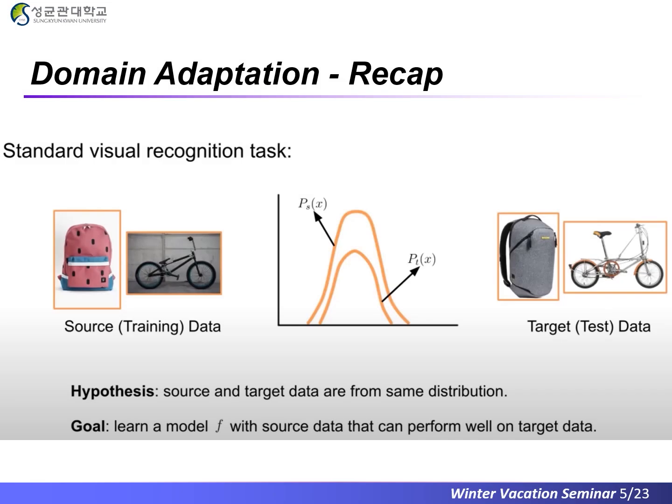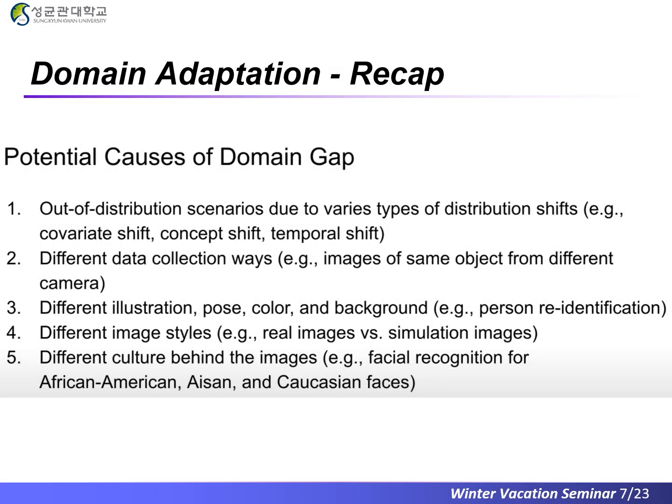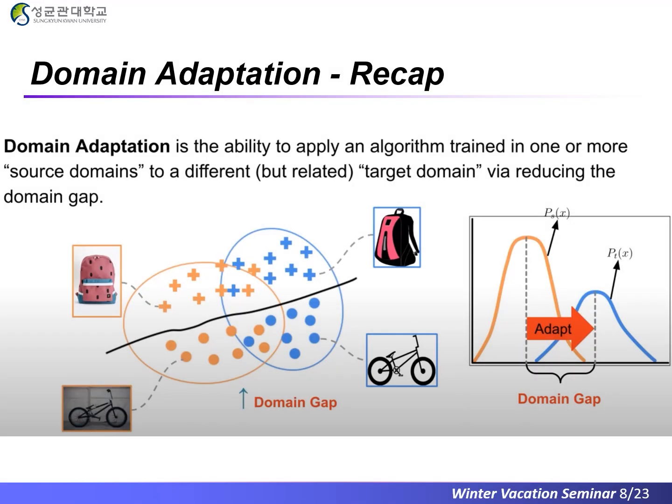Many machine learning models assume that training and test data come from the same distribution. However, in real-world applications, this assumption often does not hold. So what causes domain shift? Let's look at some common sources of domain gaps. Given these challenges, the goal of domain adaptation (DA) is to reduce the domain shift so that models can generalize better across different datasets.